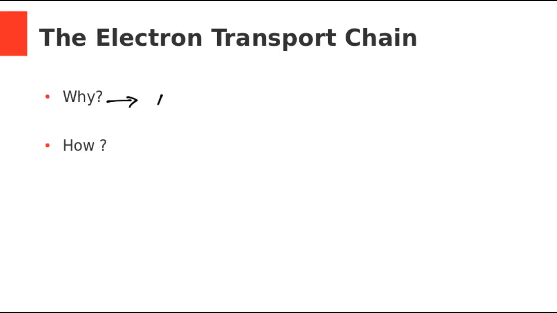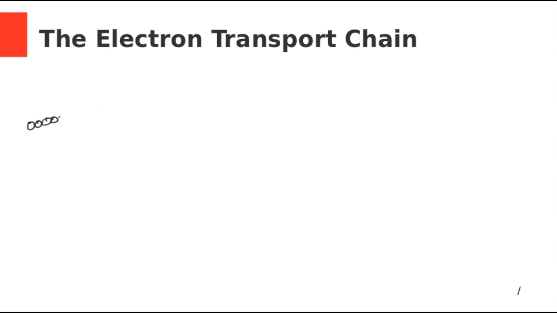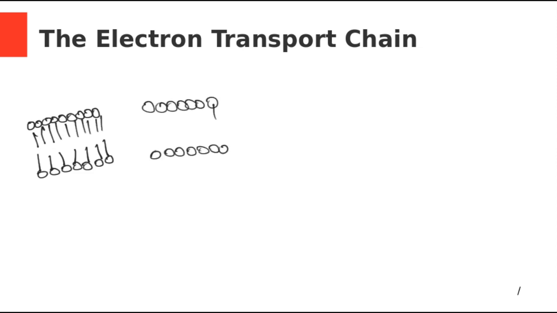So why is the electron transport chain present there? The electron transport chain is there for the production of ATP. And how is it working? I'll be drawing the electron transport chain for you here. What you are seeing is the inner mitochondrial membrane. I am drawing the lipid bilayer of that inner mitochondrial membrane.